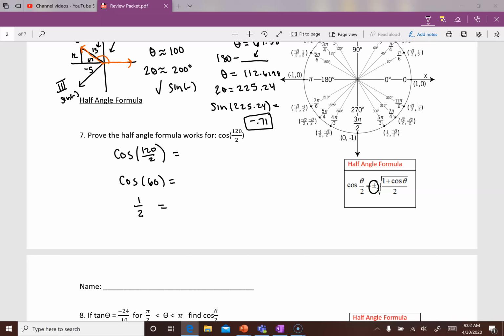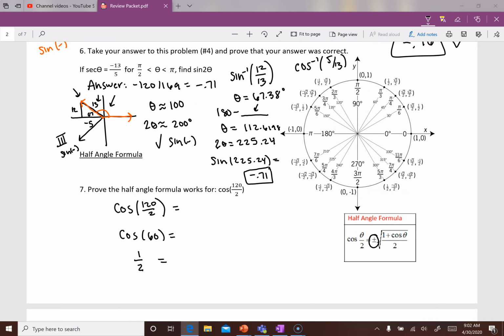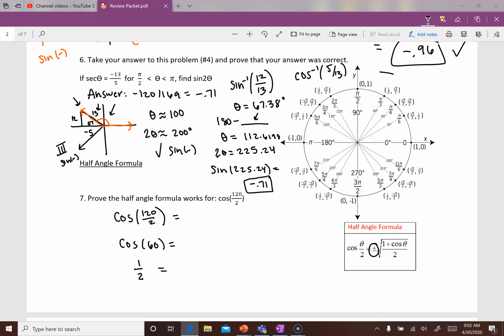Well, if I'm at cosine of 60, I'm in the first quadrant, right? So the first quadrant is right here, and all students take calculus, meaning all are positive in the first quadrant. So I'm going to actively choose the positive for my square root here. So I'm going to have the square root of 1 plus cosine theta over 2.